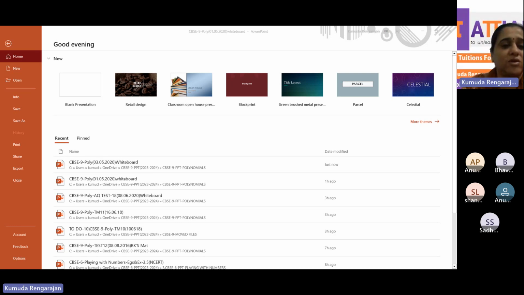A plus B plus C, the whole square is equal to A squared plus B squared plus C squared plus 2AB plus 2BC plus 2CA, which can also be written as A plus B plus C, the whole square is equal to A square plus B square plus C square plus 2 into AB plus BC plus AC. So this is the identity which has this expression AB plus BC plus AC.